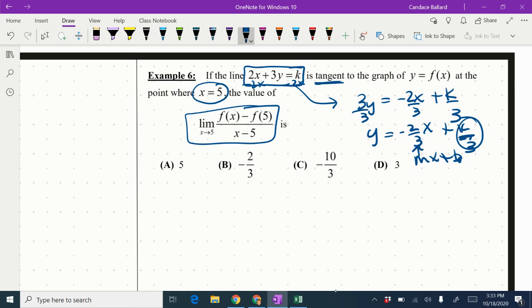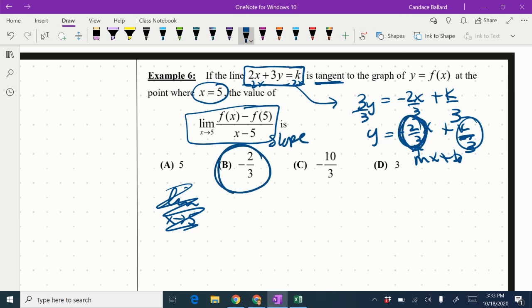So I'm going to take this limit as x approaches 5 of, actually, I don't even need to do that. This is just asking about the slope, isn't it? Didn't I just calculate the slope right here? So my answer to this has to be the slope, which is negative 2/3.